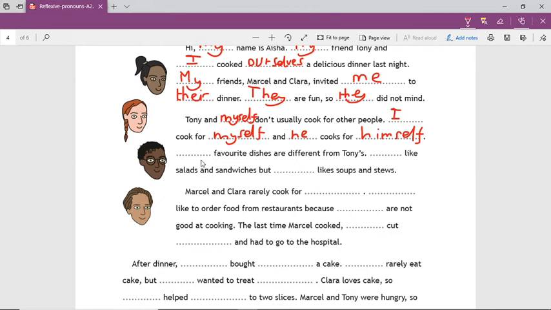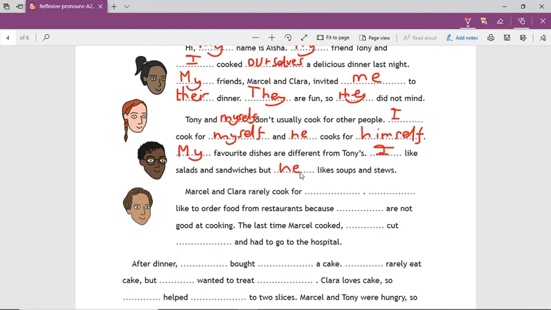Next part. Blank favourite dishes are different to Tony's. Talking about my favourite dishes. My favourite dishes are different to Tony's. I like salad and sandwiches, but he likes soups and stews.